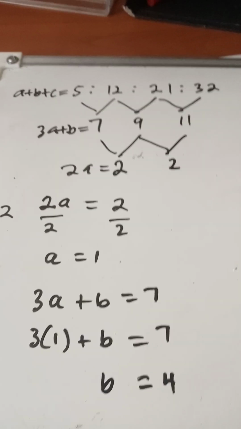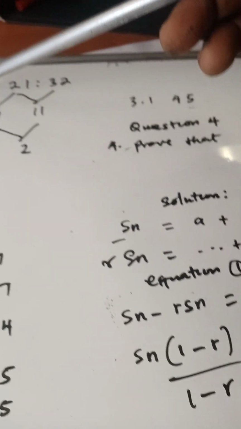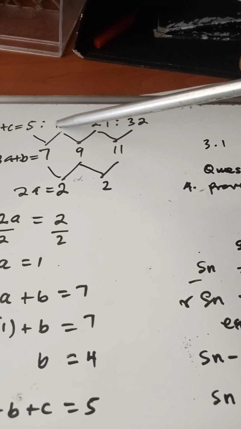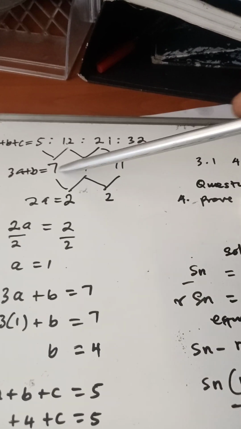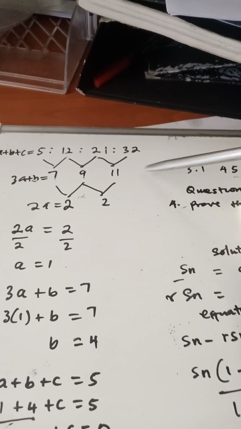This is a quadratic sequence. So you first find the first difference, which is T2 minus T1. It gave me 7. T3 minus T2 gave me 9. T4 minus T3 gave me 11. You will see that there's no constant difference here, so this is what makes it a quadratic number pattern.